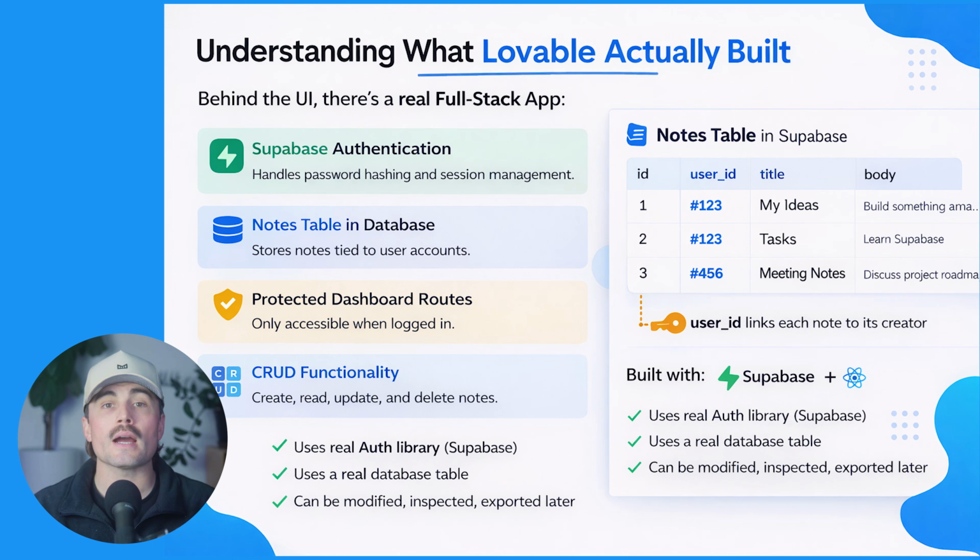If I want to double check how it's structured, I can ask Lovable to explain the notes table and confirm that user ID is linked to authenticated users. The important part is this: you're not in a black box. This is real code and a real database. You can inspect it. You can export it later. You're building on actual infrastructure. Lovable is just handling the heavy lifting for you.